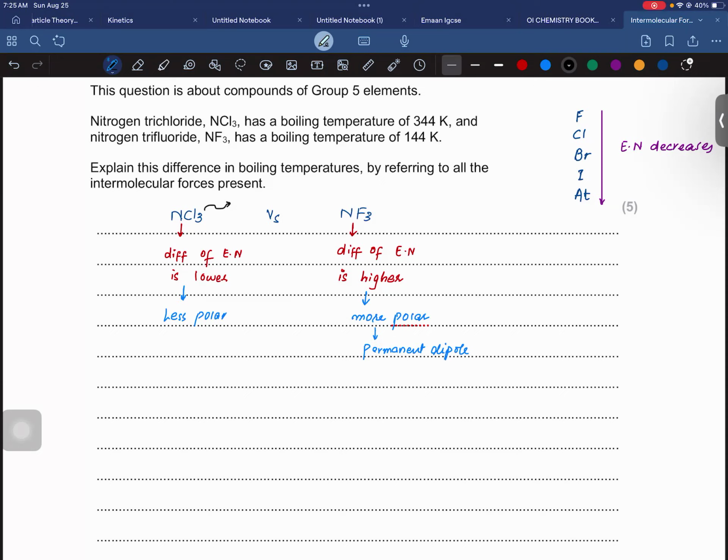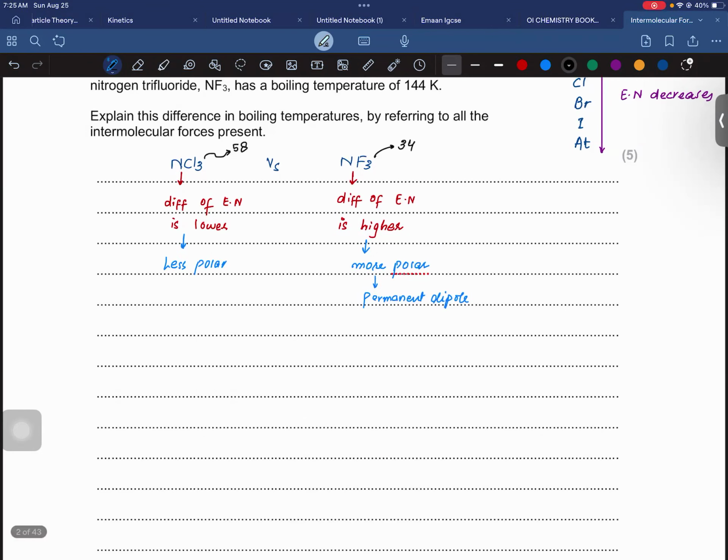Sir, 58 electrons in total. Okay, and then what about NF3? 34 electrons. It means that NCl3 has a greater van der Waals force, or London force, because NCl3 has more electrons. But the dominant factor is the permanent dipole, right?